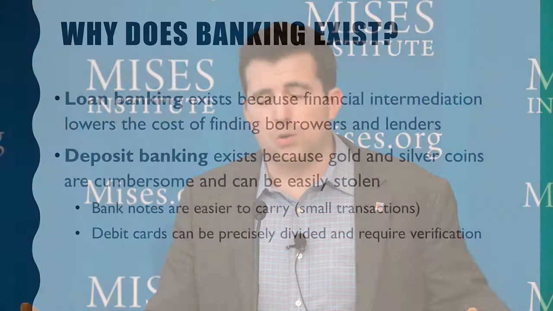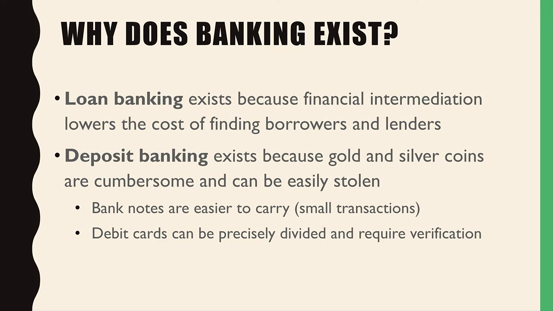So for small transactions, when people deposited gold in the bank, they would use banknotes. Those are easy to carry, and they're used for small transactions. A check, or nowadays a debit card, can be used for large transactions, but even now we use debit cards for small transactions with everyone who accepts them. Debit cards can be precisely divided down to the cent, and they also require verification, so a little bit of extra security.